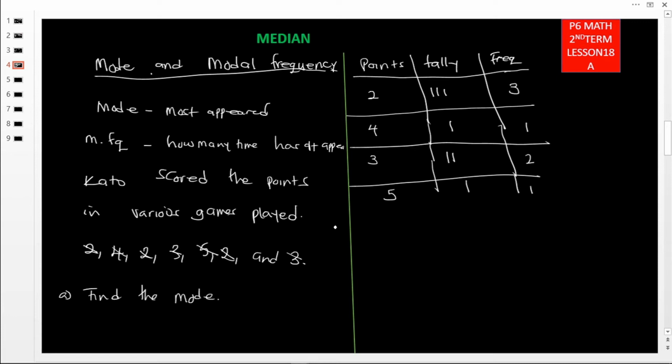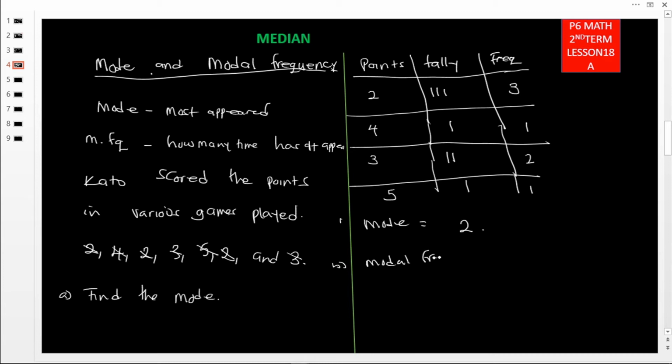Now we are answering our first question. That question was asking what is the mode. We said the mode is the number that has appeared most, the number that has appeared very many times. Which number is that? The number is 2. Our mode is 2.